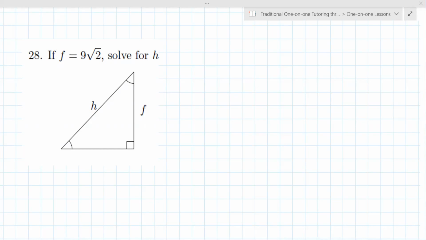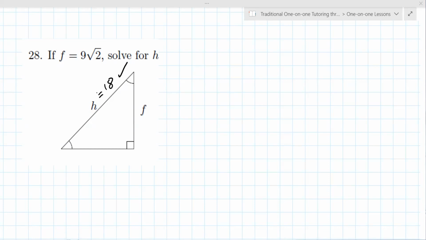For H, I got 18. Yes, H is 18, perfect. Any questions on that sort of style of problem where they give you the leg, then you have to find the hypotenuse? No. Okay, we're going to go in the other direction now.